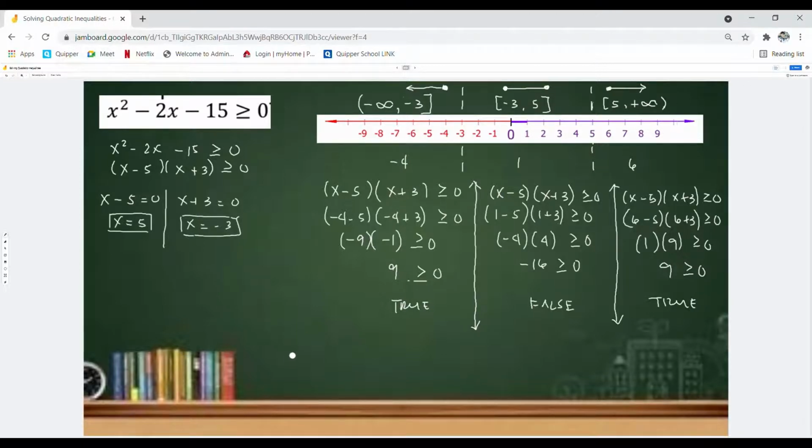So therefore you can write your final answer. Your final answer is open interval, negative infinity to negative 3, closed. Of course, since there are two intervals, you will have union, closed interval 5 to positive infinity, open. So this is your answer. That's your final answer.